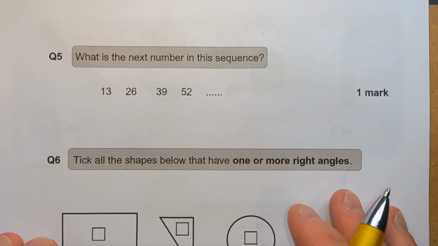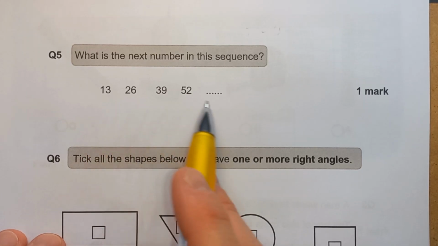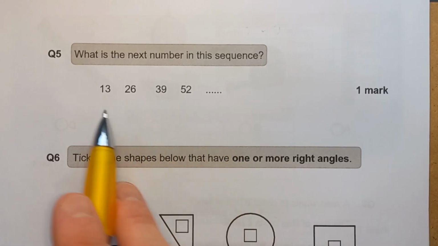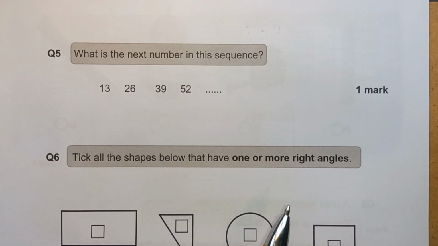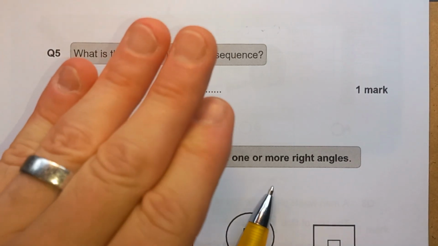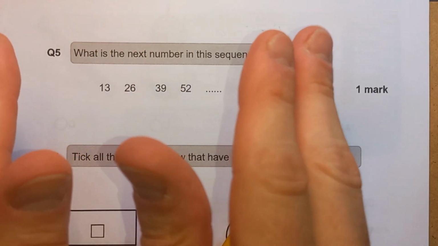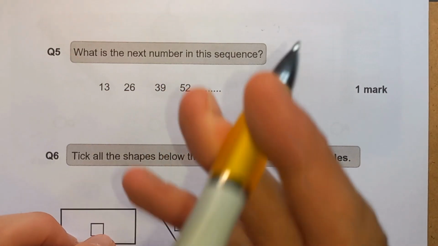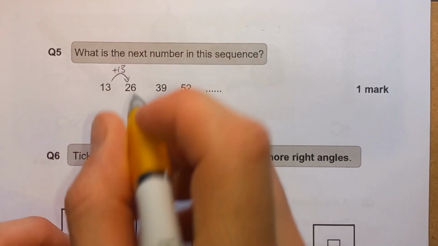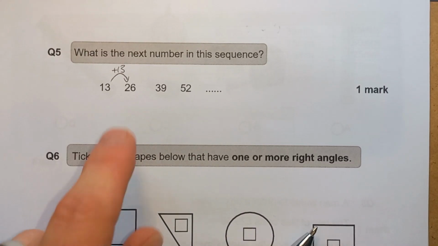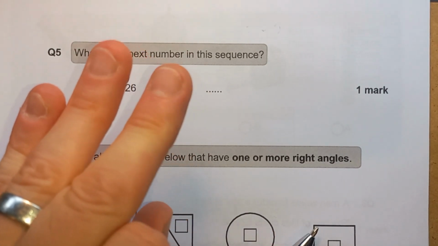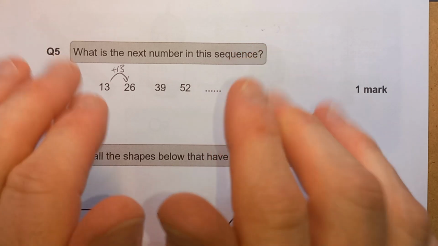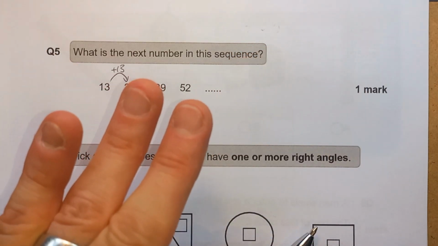Question 5. What is the next number in this sequence? Right, well, we can look at patterns, or we can just say, well, let's look at the difference between the numbers. Now, rather than trying to take them away, we can just count on. So if we start with 13, we can say 14, 15, 16, 17, 18, 19, 20, 21, 22, 23, that's 10, 24, 25, 26. So that's a difference of 13 we're adding on there, plus 13. Well, let's see what the difference is between these two numbers. So again, if we start at 26, we're going 27, 28, 29, 30, 31, 32, 33, 34, 35, 36, that's 10, 37, 38, 39. So that's 13 again.